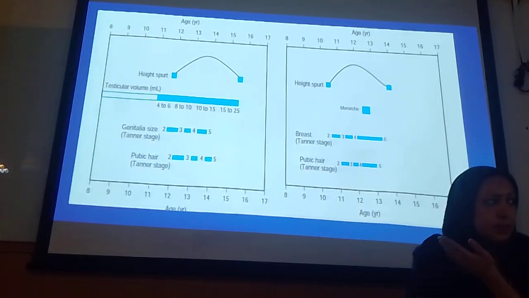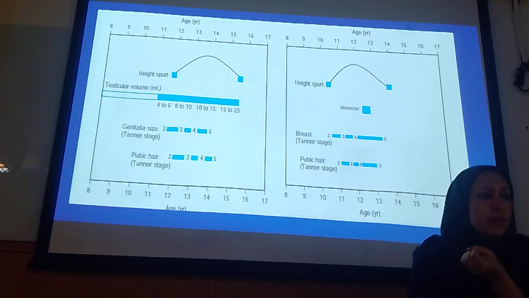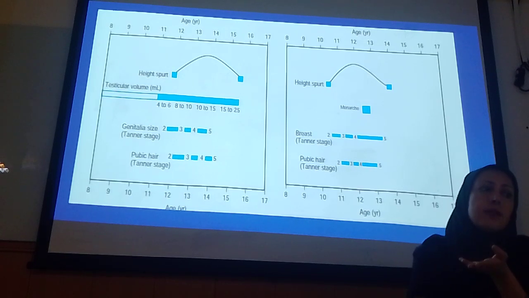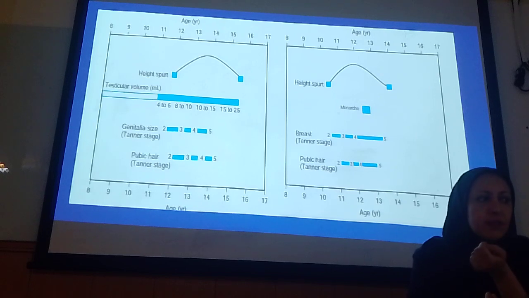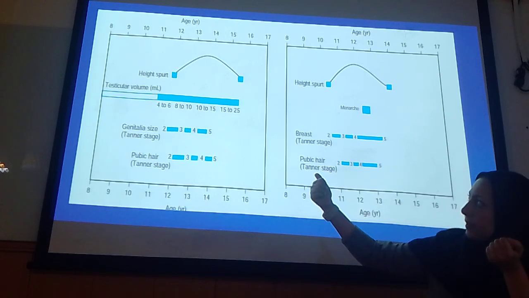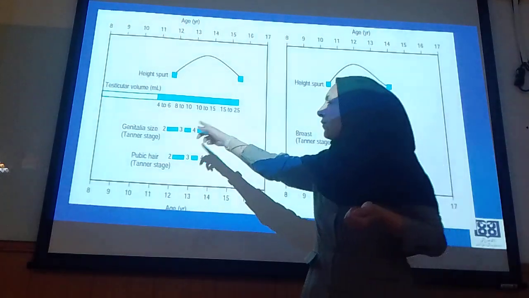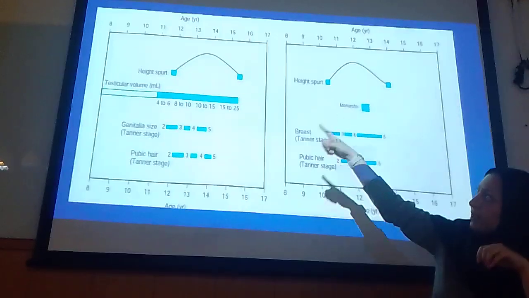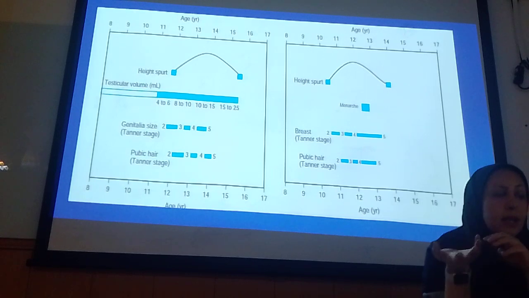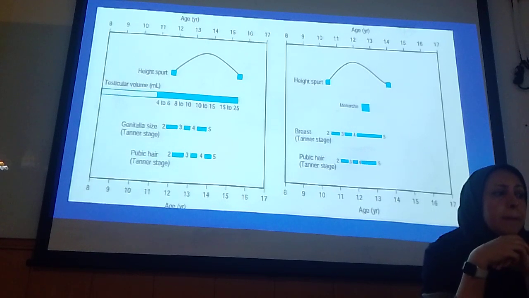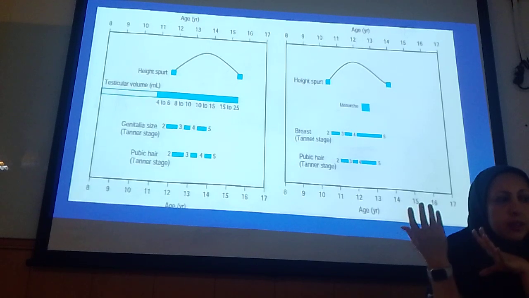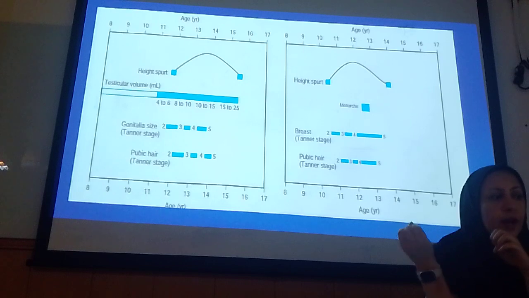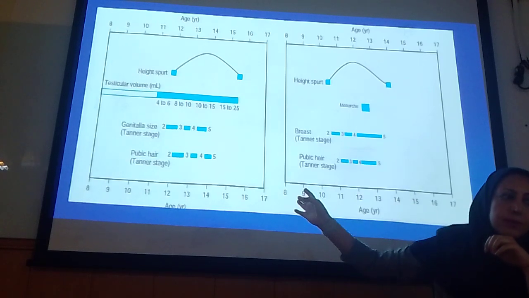As you can see in this slide, the first change is an increase in growth of the testes and scrotum, with reddening and wrinkling of the scrotal skin. Pubic hair appears 6 months after the development of testicular volume, followed by phallic enlargement in 12 to 18 months. Peak height velocity, the height spurt that we talk about, comes 2 to 2.5 years after testicular enlargement.